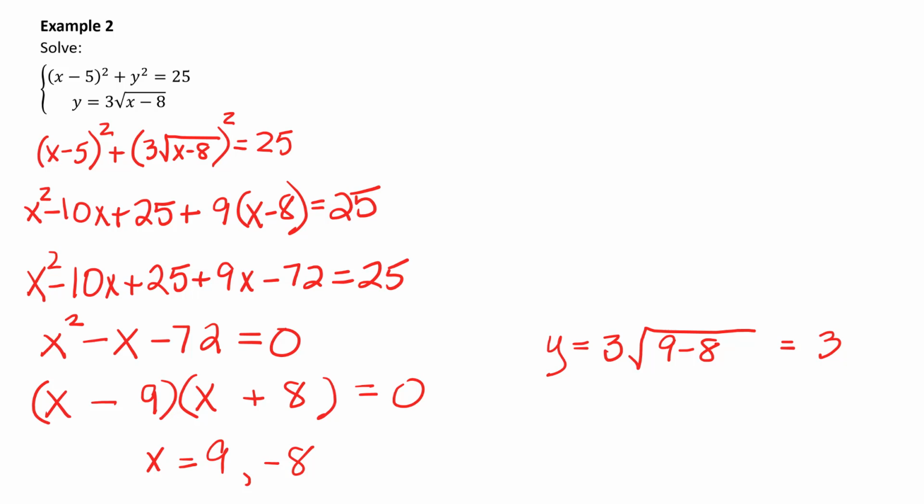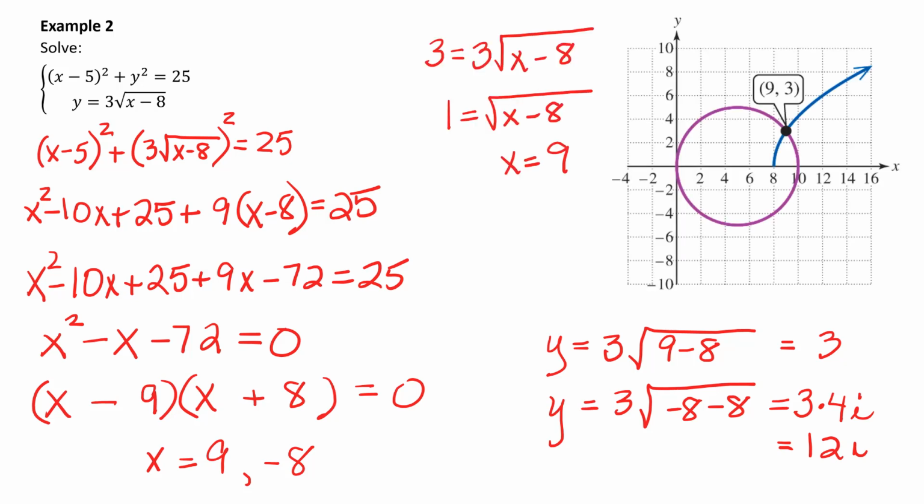And then if you plug in -8 for x into that equation, you would have y = 3√(-8 - 8). And that ends up being 3 times 4i, which is 12i. So that is not going to be a solution because we are working with real numbers here.